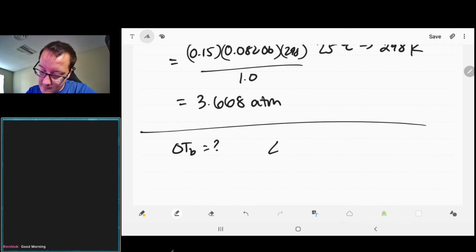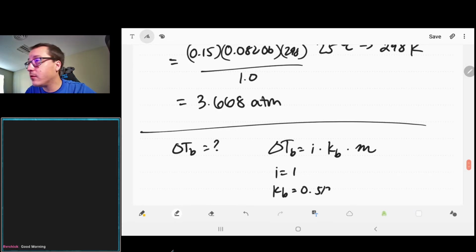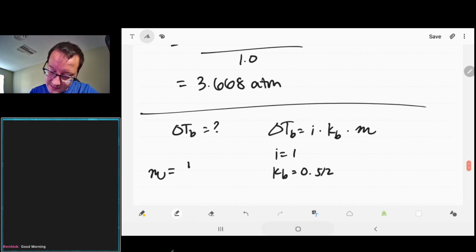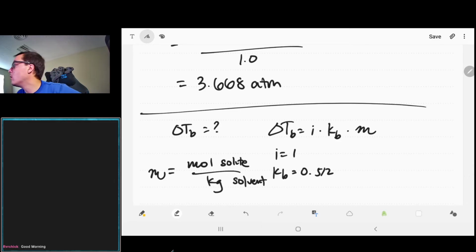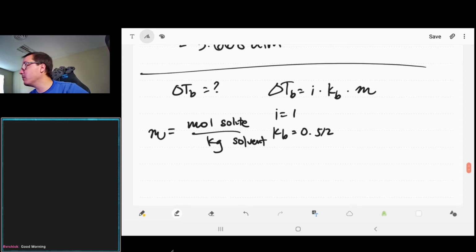Well, we also know we have Kb times molality times the van 't Hoff factor. We have glucose, so i is 1. Kb is 0.512. We already have that. So we need to find the molality of our solution. Remember, molality is moles of solute per kilogram of solvent. It's told us that the density of water is 1, so 150 milliliters is 150 grams. So that's 0.15 kilograms. And so we need to find our moles here. We have 14.7 grams of glucose.